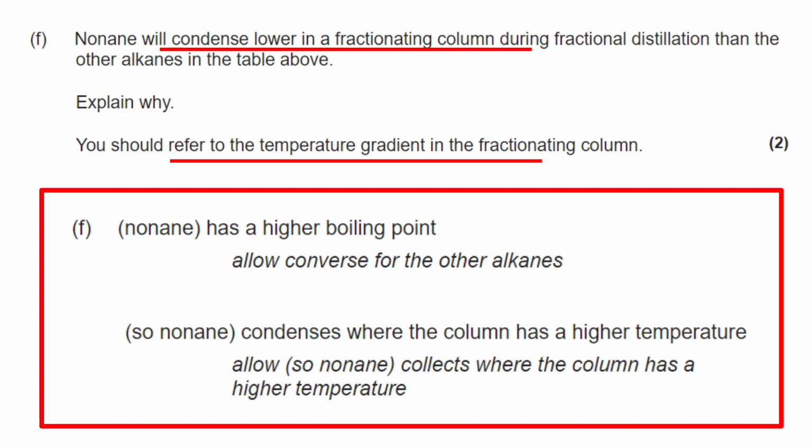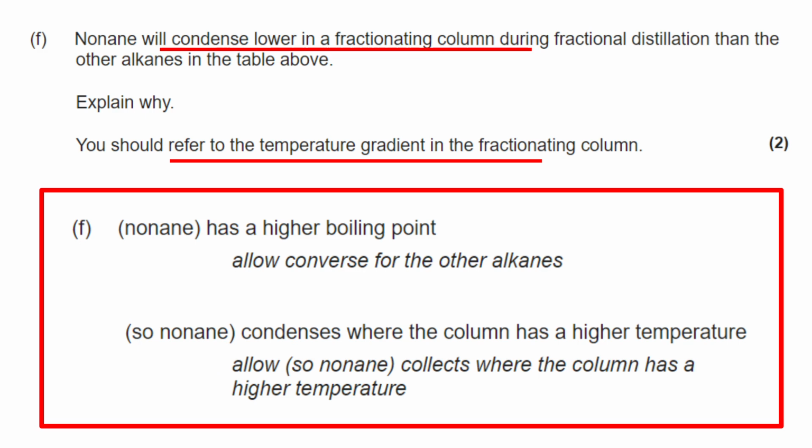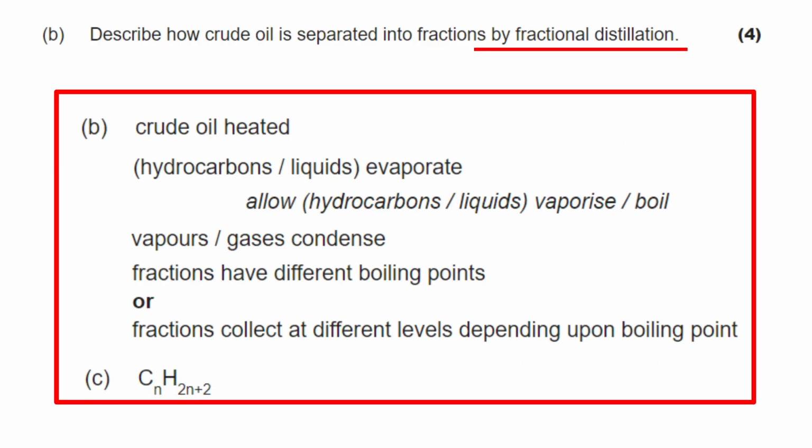Explain, and you should refer to the temperature gradient. Well, let's have a look here. Okay, nonane will have a higher boiling point, so it will condense where the column has a higher temperature, and the higher temperature is at the lower point of the fractionating column near the bottom. Describe how crude oil is separated into fractions by fractional distillation. 4 marks. Exactly what I said. It's heated, it's vaporized, and they will condense at different points because the fractions have different boiling points. I don't know what question C was, but I presume it was what was the general formula of alkanes.